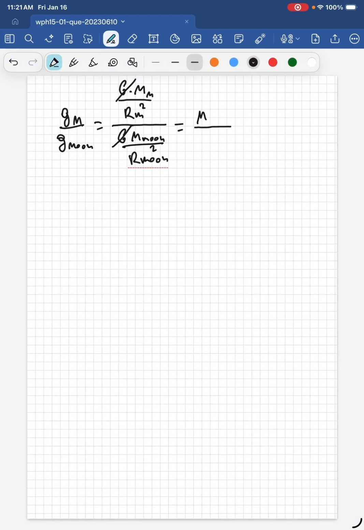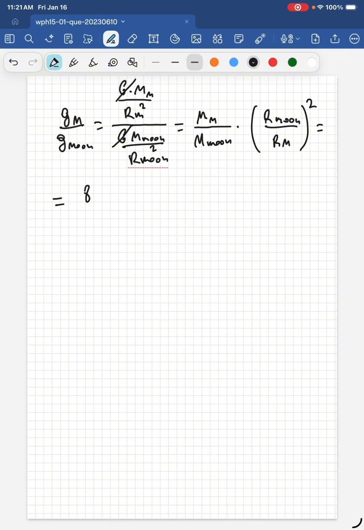So we'll have mass of Mars over the mass of the Moon times the radius of the Moon over the radius of Mars, squared. Okay, so they tell you that the mass of Mars is 8 times the mass of the Moon, so we're just left with 8.